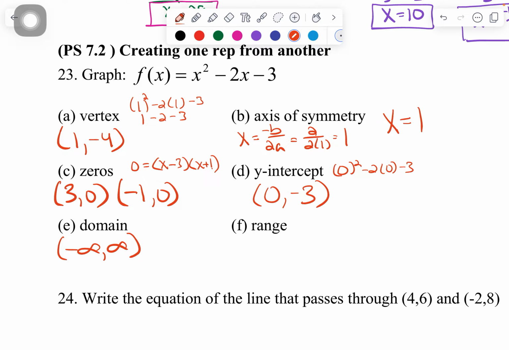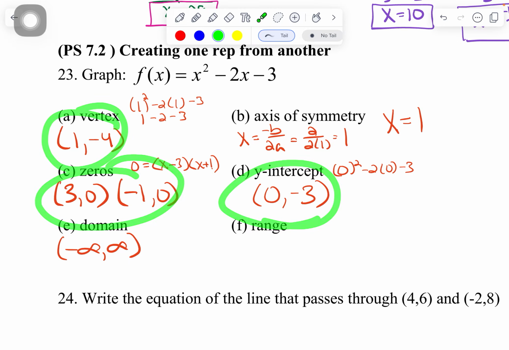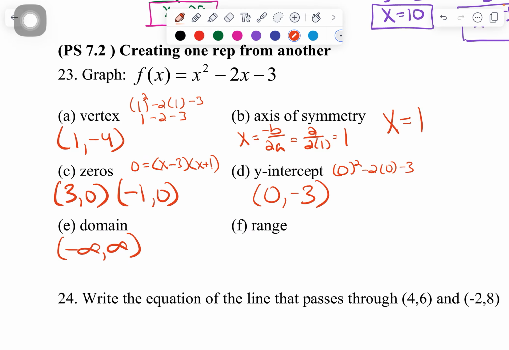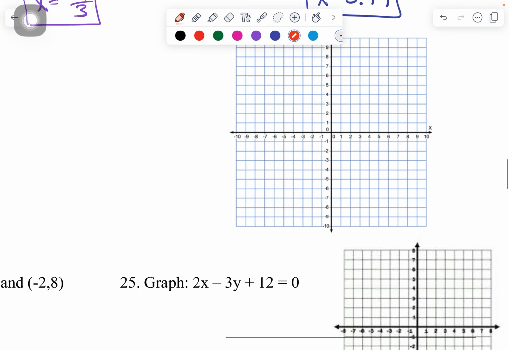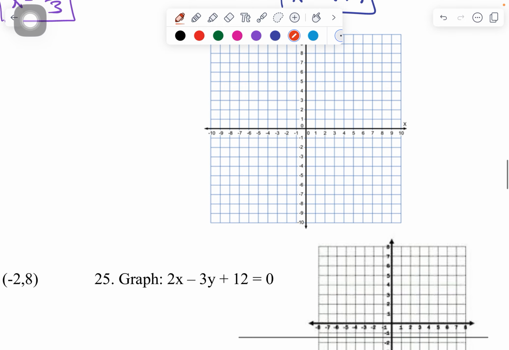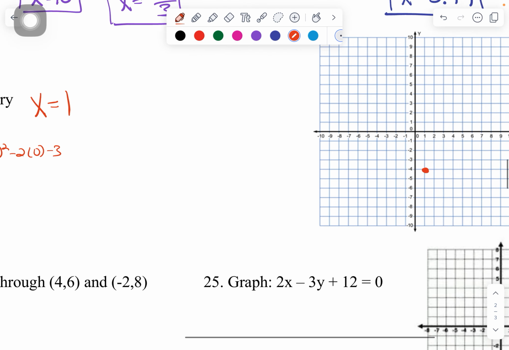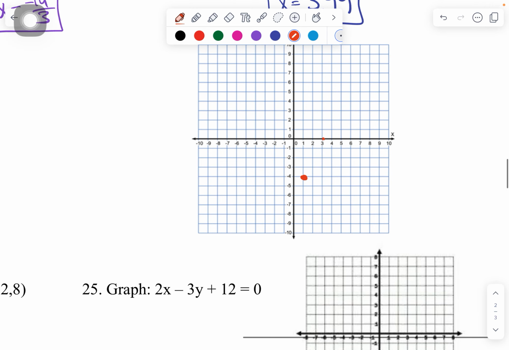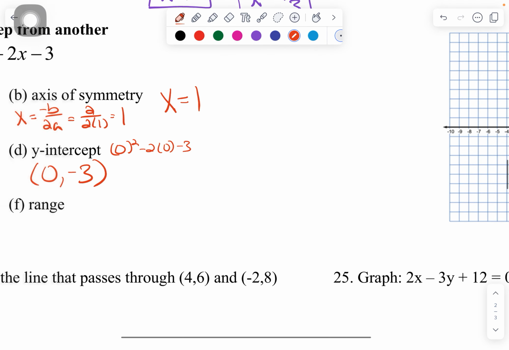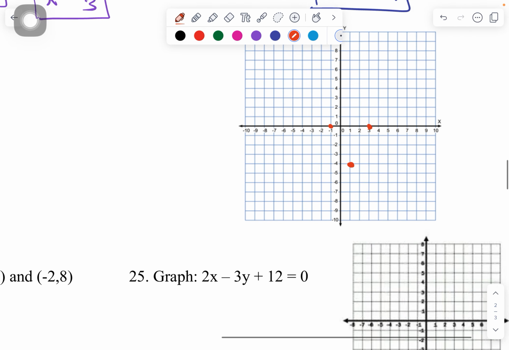Okay, so I have all of these pieces of information here. I've got my vertex, I've got my zeros, I've got my y-intercept. Let's go ahead and put it on the graph. So let's see, I've got 1, negative 4 as my vertex. My zeros were 3 and negative 1, so those are my x-intercepts. So 3 and then negative 1. And my y-intercept was 0, negative 3.